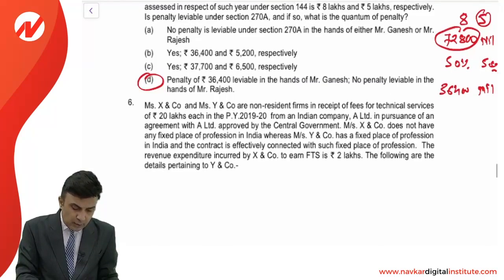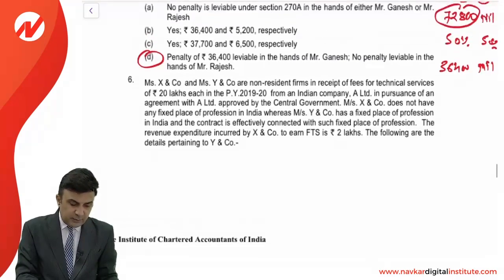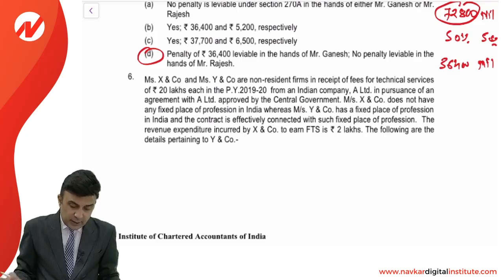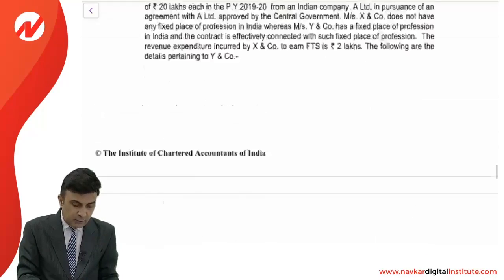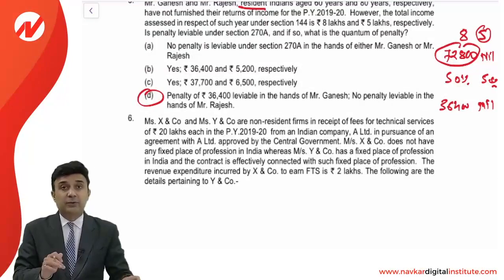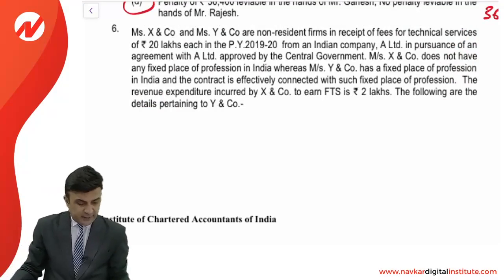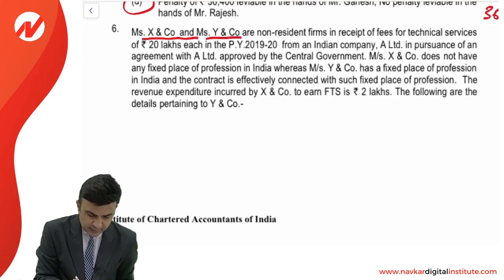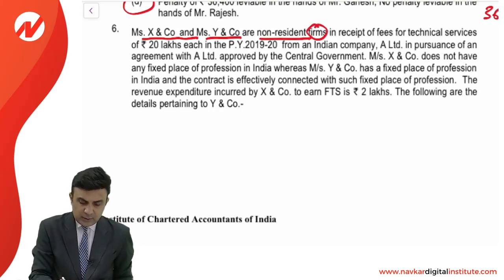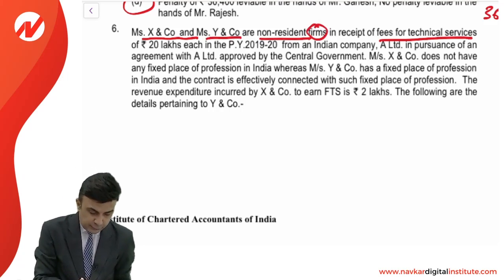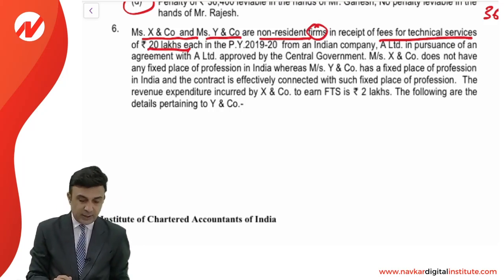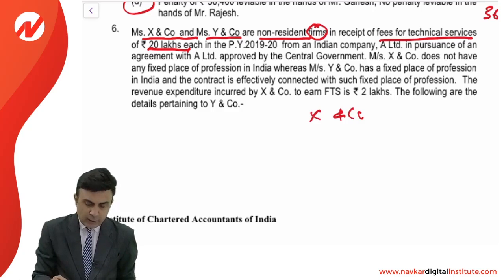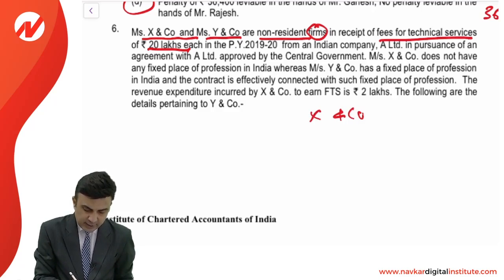Friends, you are now given some information related to non-resident companies, and friends, let us check out how this particular sum number 6 is going ahead. Friends, the next one is 6th. Messrs. X and Company and Y and Company are non-resident firms in receipt of FTS, fees for technical services, of 20 lakh each for the financial year 2019-20. So it is X and Company and Y and Company, both are non-resident firms, receiving fees for technical services worth 20 lakh.